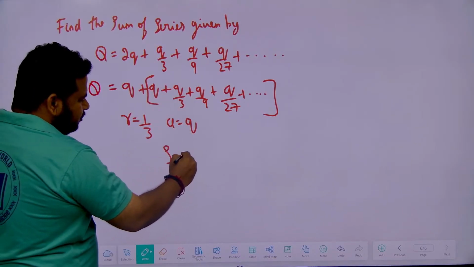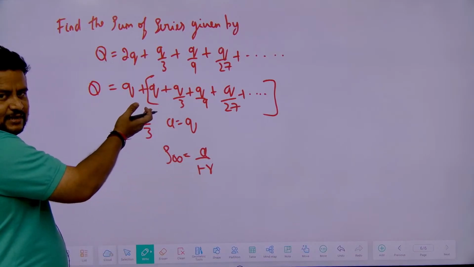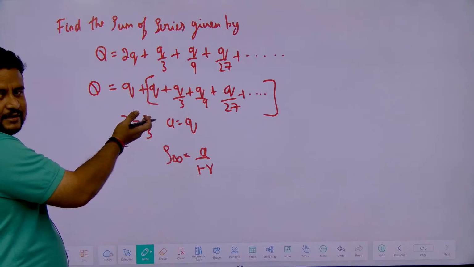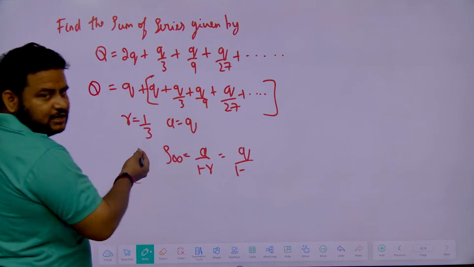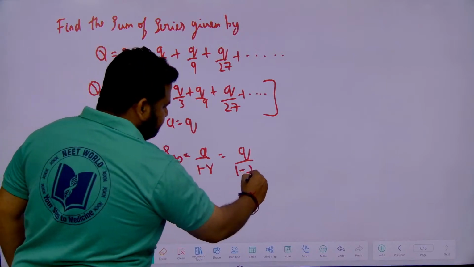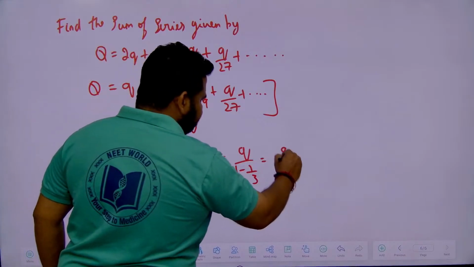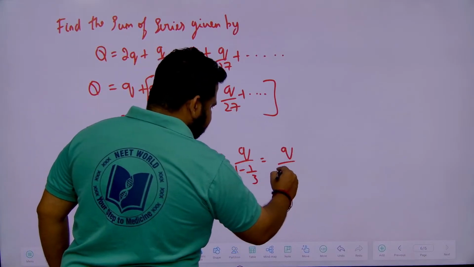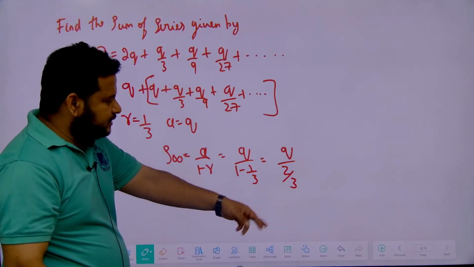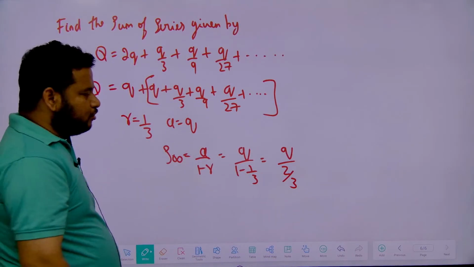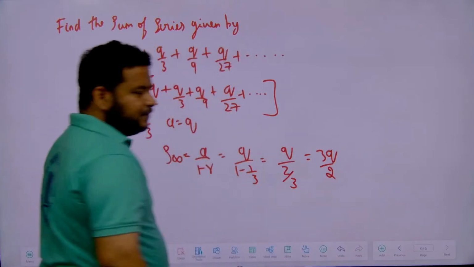If I apply the infinite terms formula, S infinity is equal to A by 1 minus R. What is the value of A? Q divided by 1 minus R. R is 1 by 3. So now the LCM is 3. So Q by, if I take 3 minus 1, this will become 2 by 3. 3 will go up. What we will have? 3Q by 2.